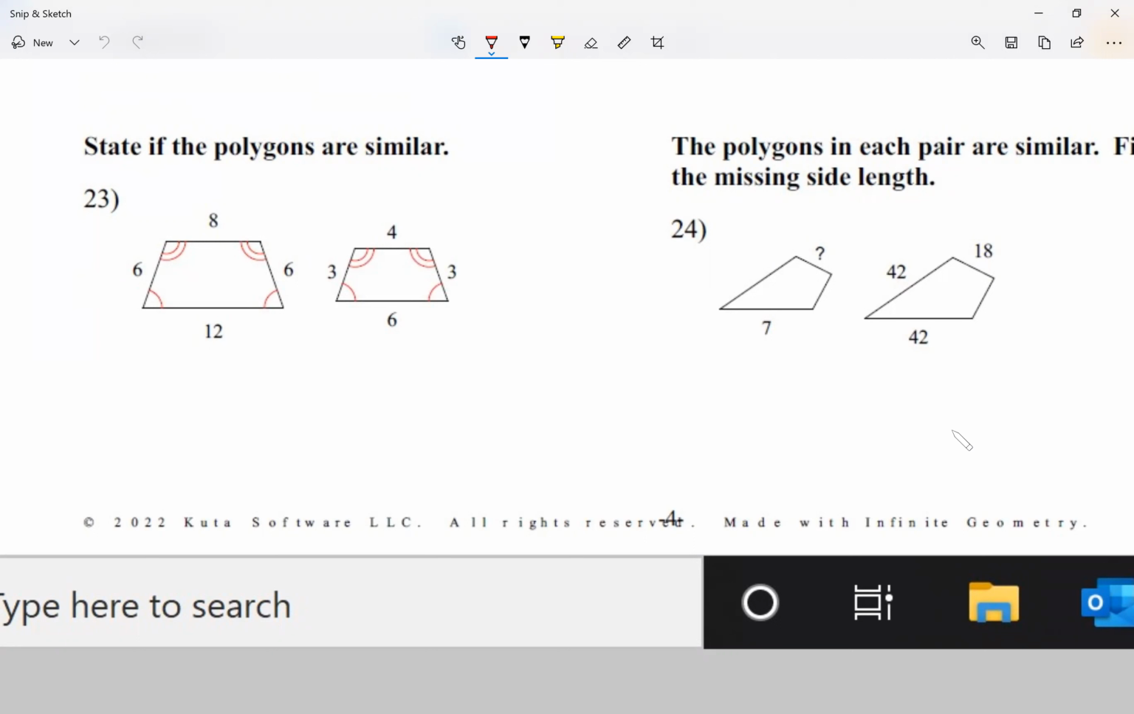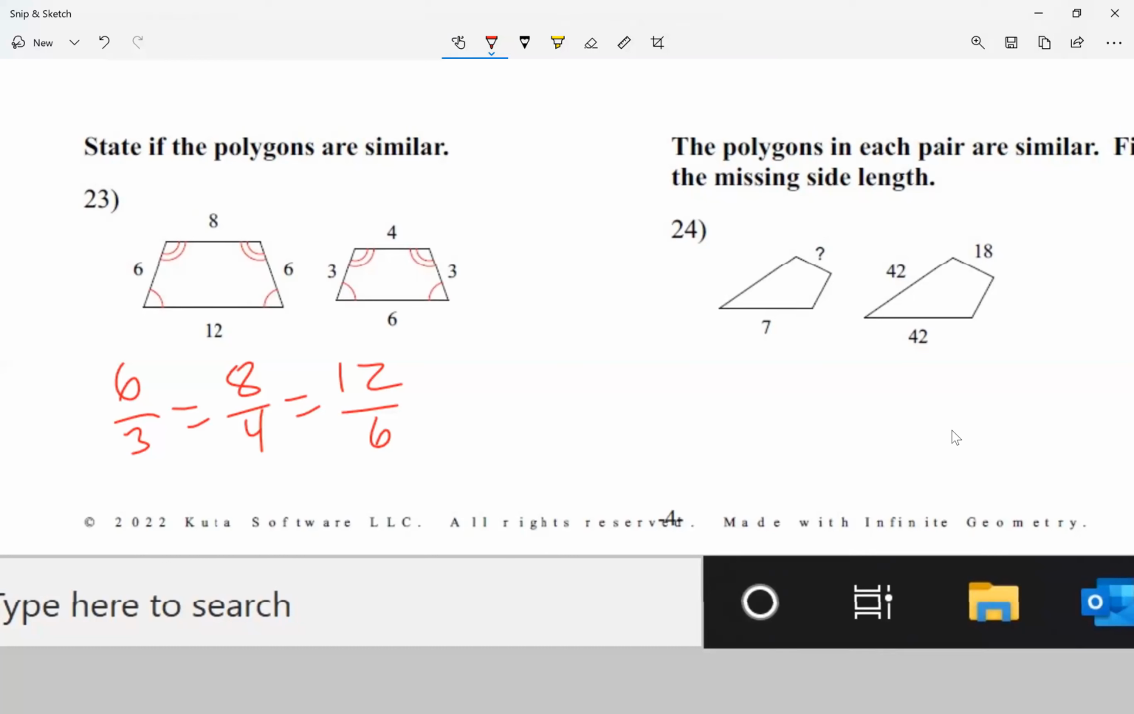Okay, so when I look at the sides on the figure on the left, the numbers that I use are 8, 6, and 12. Let me write them from small to large, actually. 6, 8, 12. Now, 6 is corresponding with 3, 8 is corresponding with 4, and 12 is corresponding with 6.